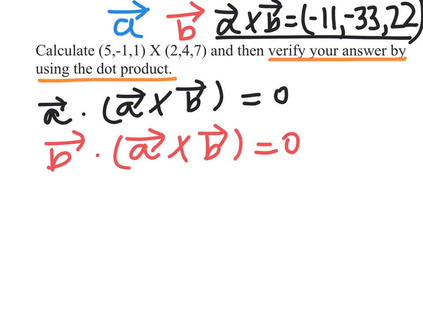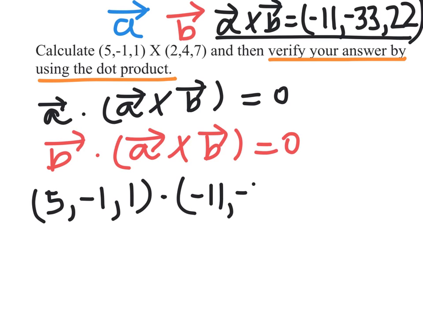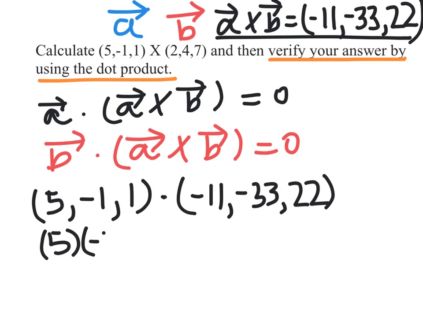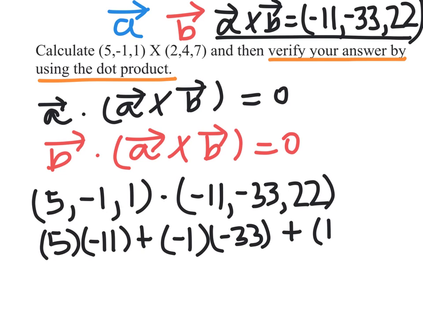So let's try that out. In the first case, we have 5, -1, and 1 dotted with -11, -33, and 22. Now to dot two algebraic vectors, you simply take the product of their x values, add that to the product of their y values, and then add that to the product of their z values. Plugging that into our calculator, we realize that it is 0, so this is true.